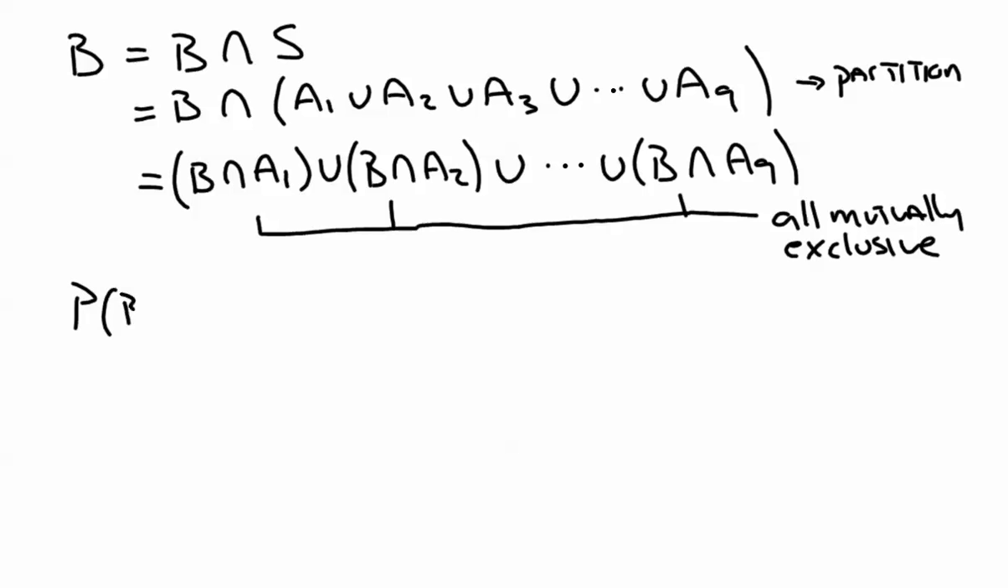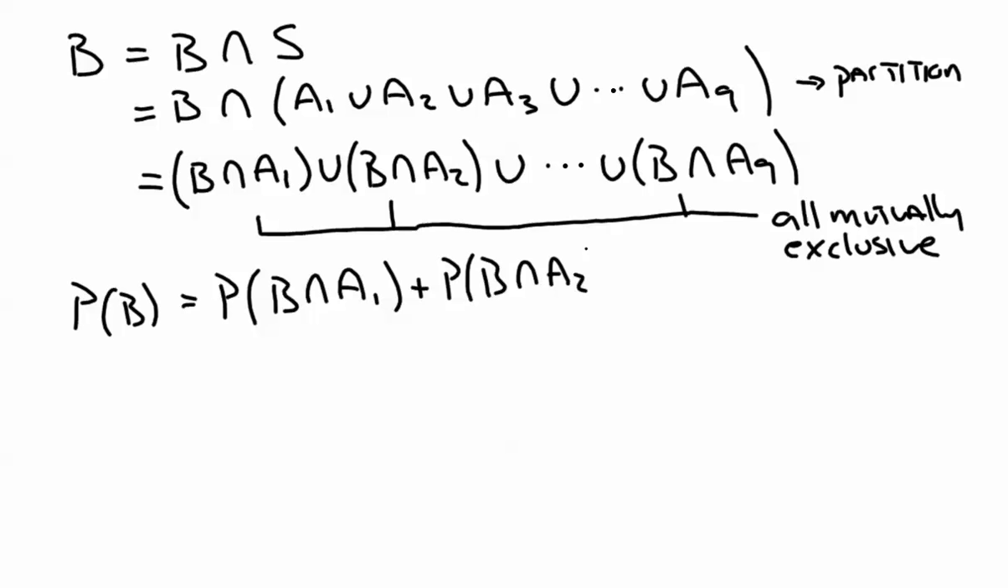The probability of B is going to be the probability of B intersect A1 plus the probability of B intersect A2, etc. This is by application of the third axiom of probability. The third axiom of probability tells me that the probability of the union of mutually exclusive events is the summation of the probabilities of each of those events.